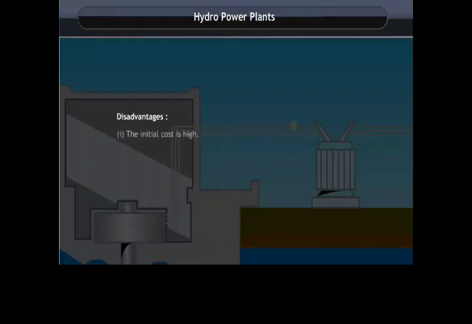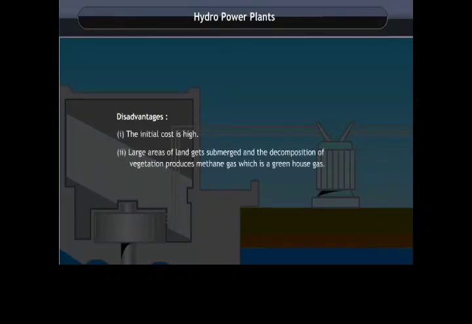Disadvantages. The initial cost is high. Large areas of land get submerged and the decomposition of vegetation produces methane gas, which is a greenhouse gas. It causes displacement of people from large areas of land.